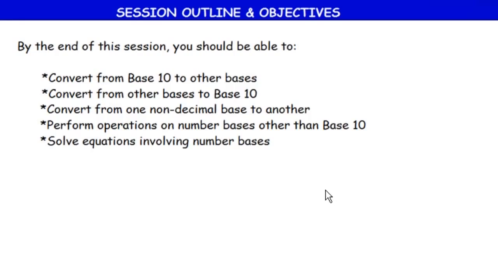By the end of this lesson you should be able to convert numbers from base 10 to other bases, convert from other bases to base 10, convert from one non-decimal base to another, perform operations on number bases other than base 10, and also solve equations involving number bases. Alright, so let's begin now.